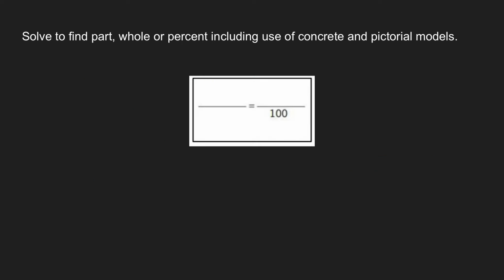Solve to find part, whole, percent. I think what they're asking here is just to fill in your part, your whole, and your percent. This is what we've been using for a couple weeks now, so hopefully we got that okay.